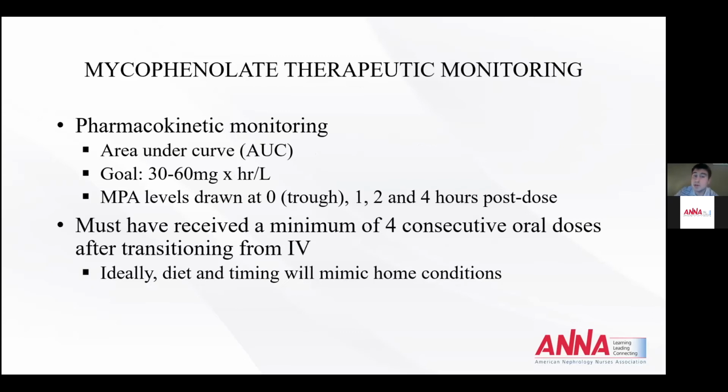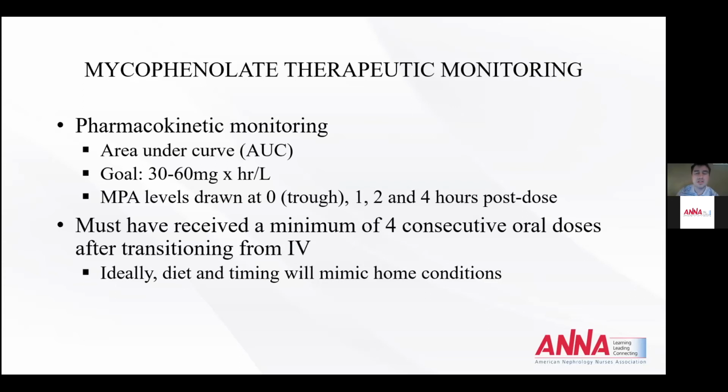You do have pharmacokinetic monitoring, and this is what I was talking about, your AUC. So it's the area under the curve, so that we literally do time dosing. Your goal AUC needs to be between 30 and 60. Anything less than 30, you have risk for rejection. Anything higher than 60, risk for infection, risk for bone marrow suppression.